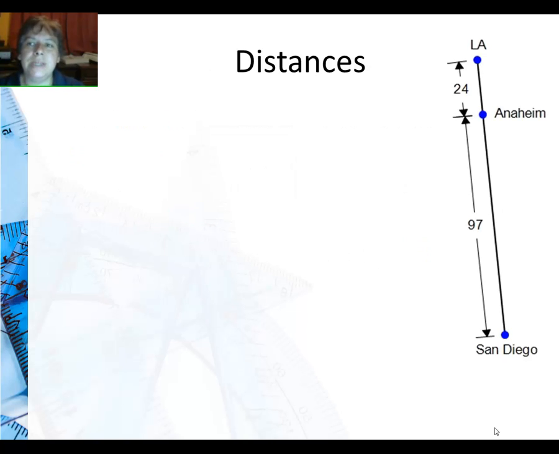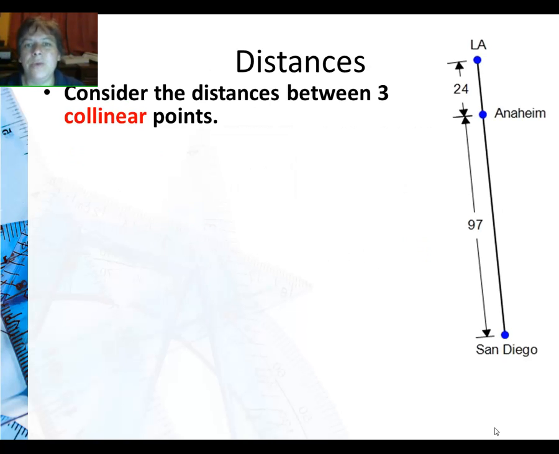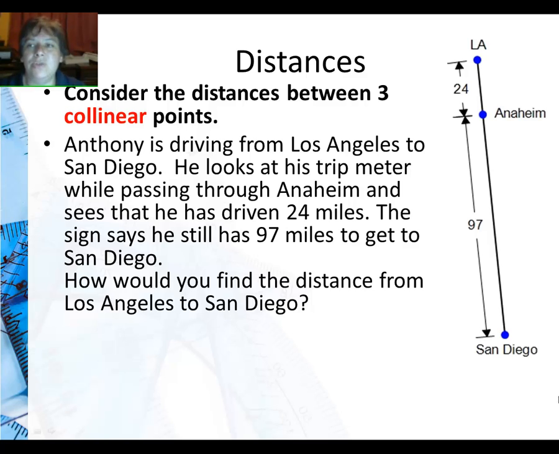Now, if we're looking at distances on a segment, we're first of all only going to do collinear points. And in this example, we say Anthony is driving from LA, Los Angeles, to San Diego. He looks at his trip meter while passing through Anaheim and sees that he's already gone 24 miles. The sign says he still has to go 97 more miles to get to San Diego. How would you find the distance from Los Angeles to San Diego?